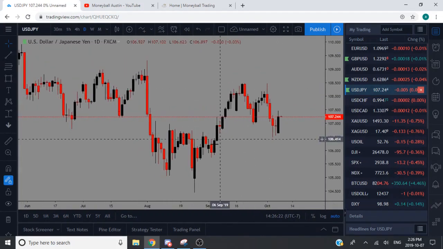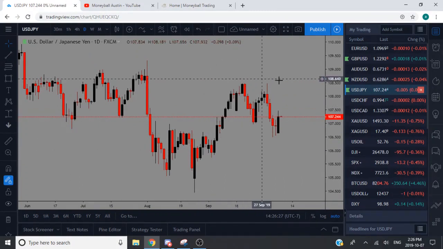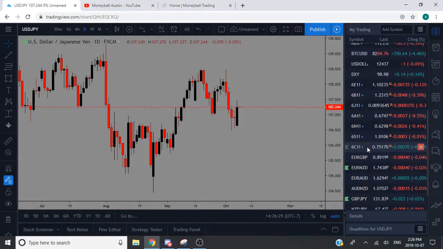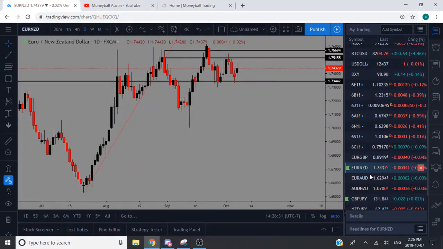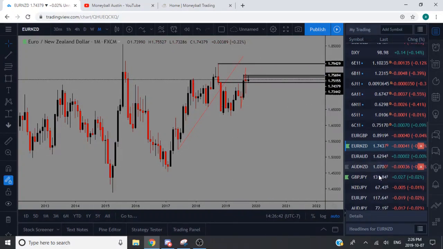As for demand, we don't have fresh demand till down here. And we're now in that downtrend. Okay, we talked about Euro New Zealand. Once again, we're sitting in that monthly supply zone up here. Very good monthly supply zone. So any swing trades I would look to take up in here.